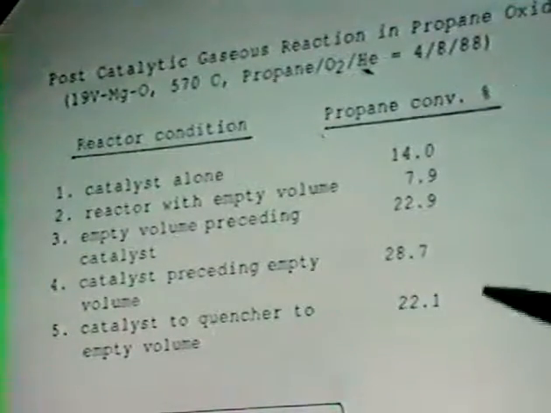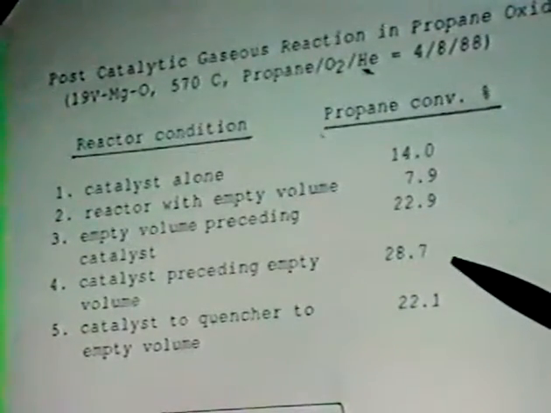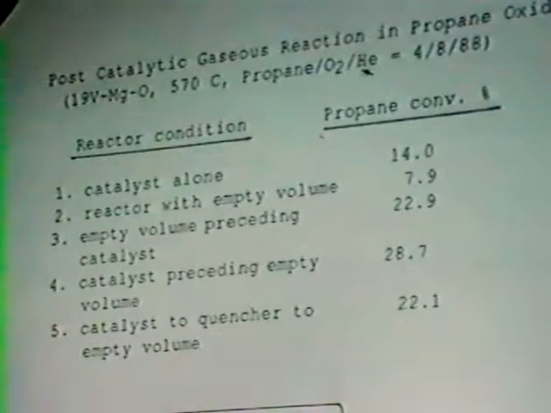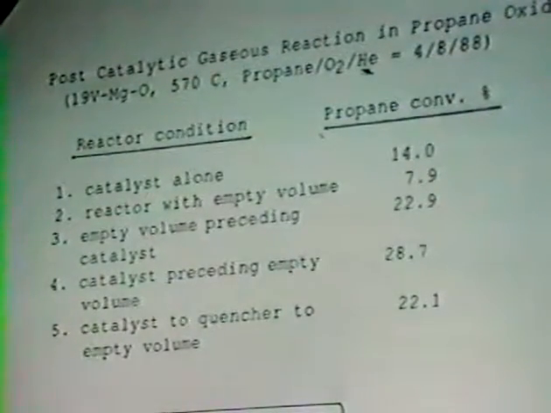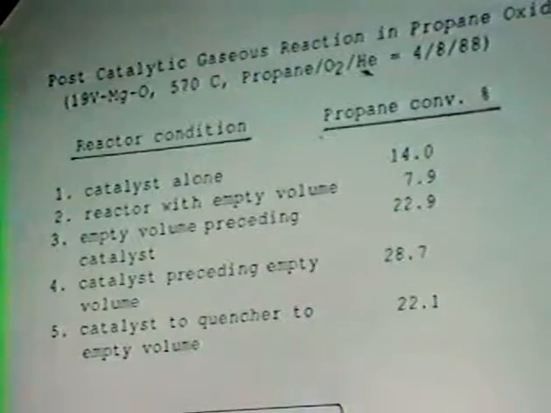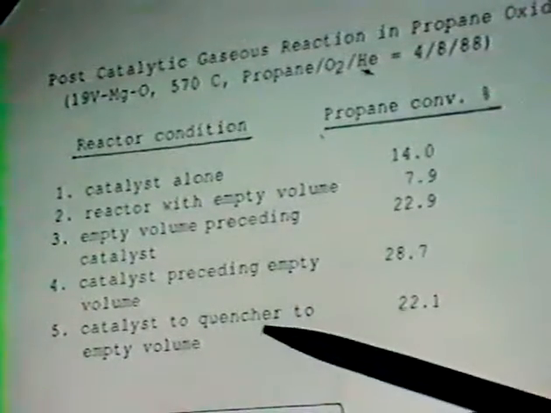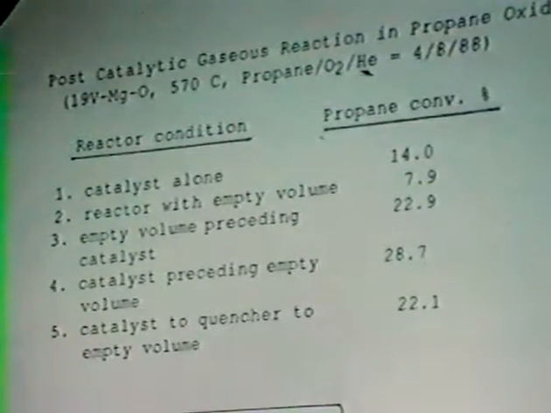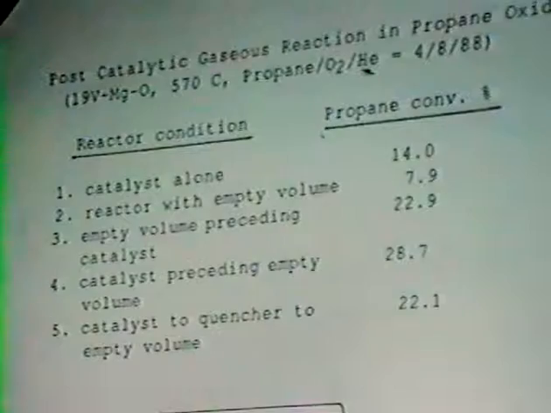In essence, we do see an enhancement of the overall reaction due to the presence of a catalyst in front of a gas phase volume. There is then an enhancement due to some desorption of some reactive species, which is not stable, which can be removed essentially by the quencher if it is immediately after the catalyst. And this reactive species then would cause enhanced reaction in the gas phase.